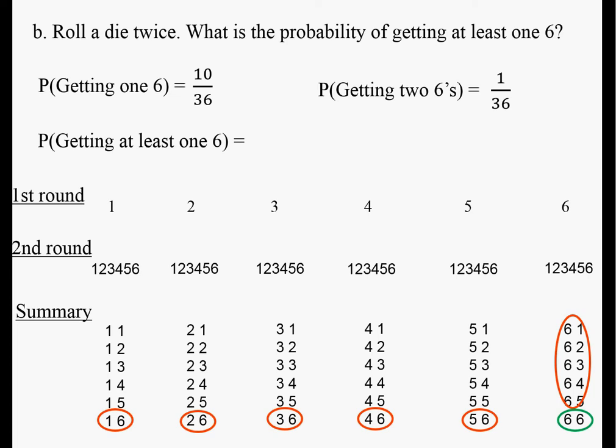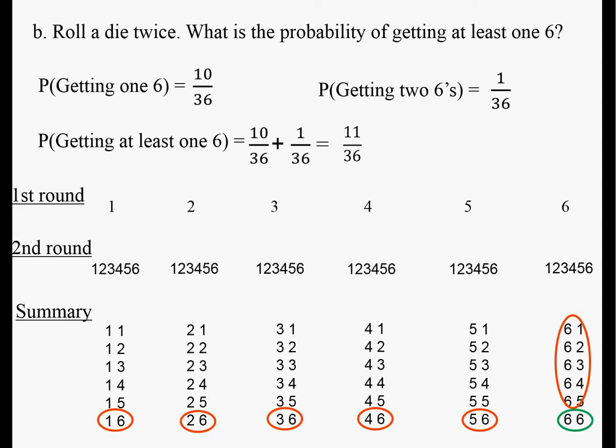Therefore, when we eventually come to calculate this composite probability of getting at least one 6, we just combine the probability of getting one 6 only with the probability of getting two 6s. So the probability of getting at least one 6 is 10 over 36 plus 1 over 36. And that gives us this final result.